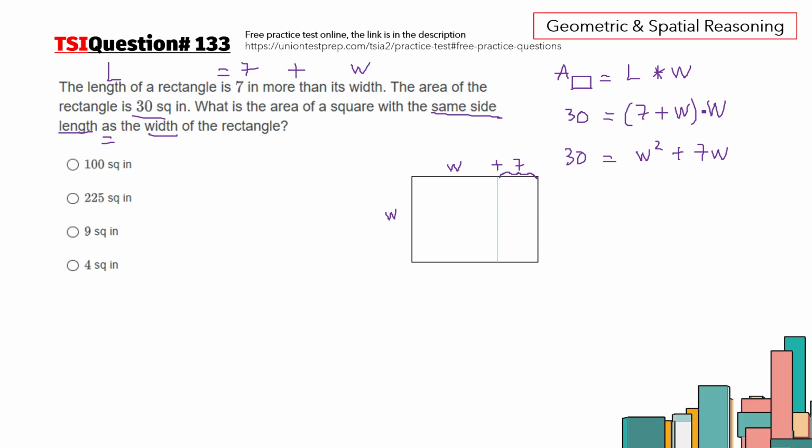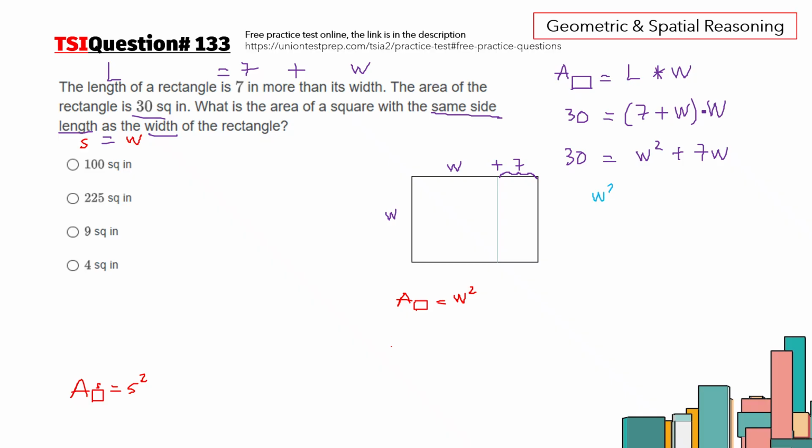Because the question is asking for the area of the square, and that will be W squared. The area of a square with side S will be S squared. Okay, so we have S equal to W, so we have W squared. So let's come back to the quadratic equation.